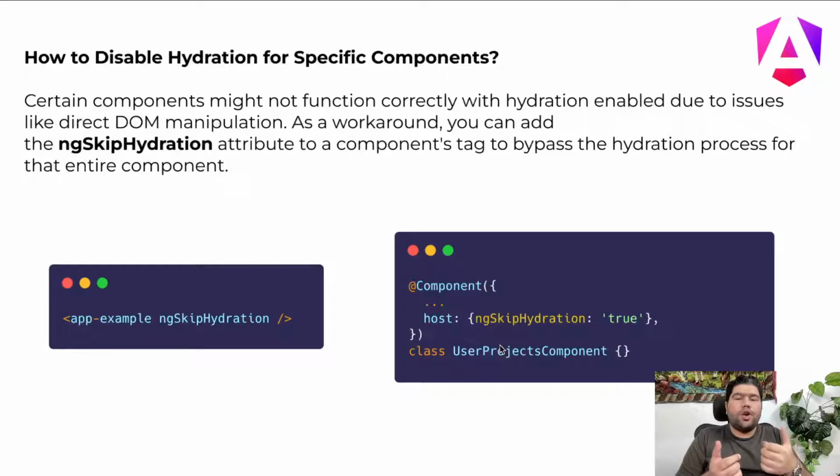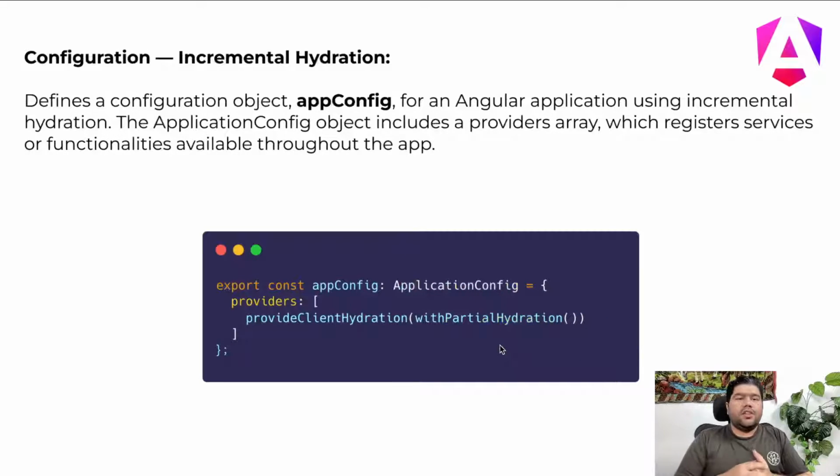In the TypeScript part, you need to add a host key, and in that you provide the ngSkipHydration key, and the value should be true. Then it's all about bypassing the hydration process. Assume that you have a complete home page and you don't want to implement incremental hydration in your slider component. You just need to add that attribute, and it's above and beyond. Now the next part is how you can configure incremental hydration.